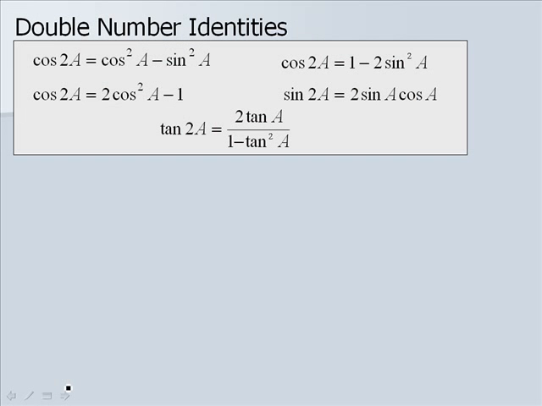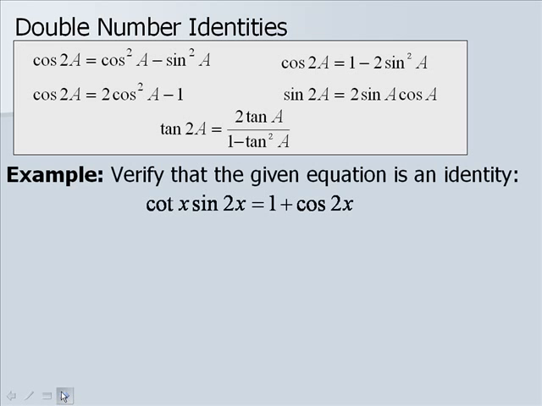Here we have listed all of our double number identities. You see the 3 that we found for cosine of 2a, plus the ones for sine of 2a and tangent of 2a. Let's verify an identity using these double number identities.